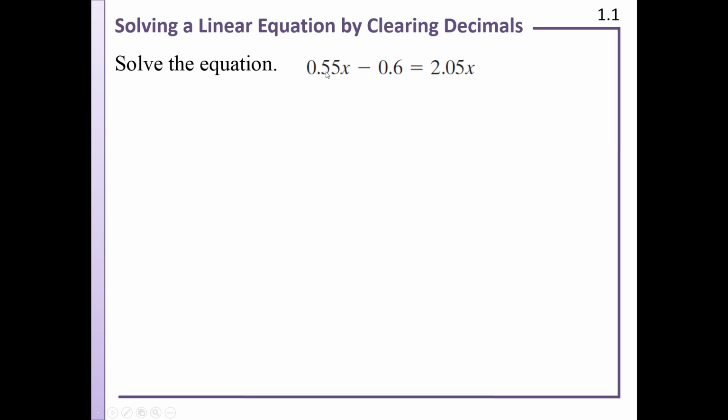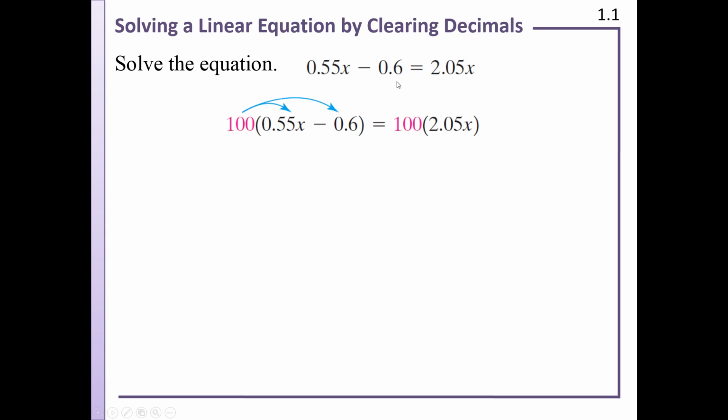So if you move the decimal point over 2 places, this will be a whole number. This only needs 1 decimal place, but this one also needs 2 decimal places. So to move a decimal point 2 decimal places, we need to multiply by a number with 2 zeros. That number would be 100.